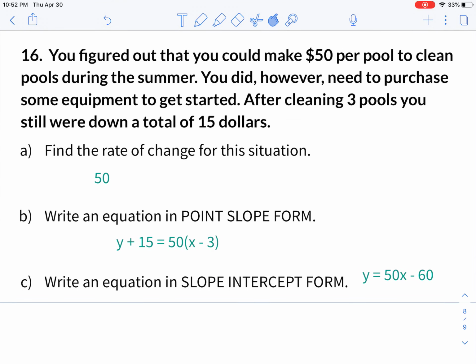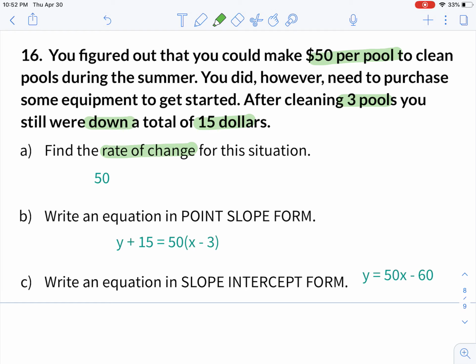All right, now number 16, let's look at this. You figured out that you could make $50 per pool to clean the pools during the summer. You did, however, need to purchase some equipment to get started. After cleaning 3 pools, you are still down $15. And I think this word down means something to us. First and foremost, what is the rate of change? This means, how much am I going to get every time I clean a pool? Well, I'm going to get $50.